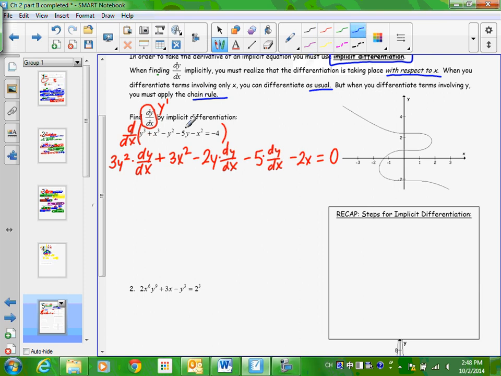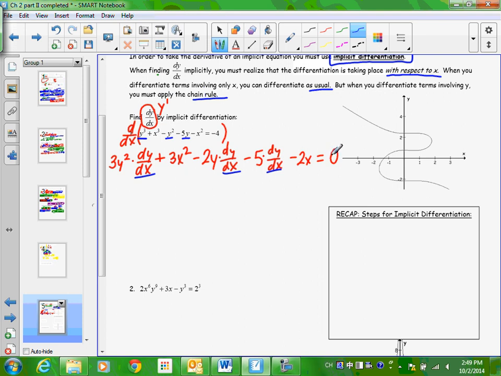So let me just say one more time what we did here, okay? Every time we took the derivative of a y term, we ended up writing dy over dx after that thing's derivative. And that's an application of the chain rule, because y itself is a function, so it's a function of a function. Okay, so that's how you take the derivative.